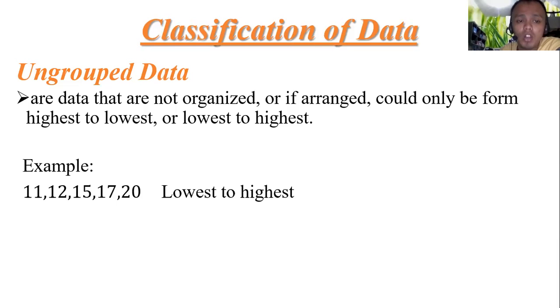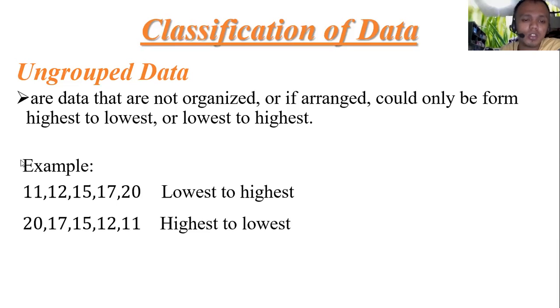Now, example of ungrouped data and it is arranged in lowest to highest, no? Or if we arrange it in highest to lowest, no? We have 20, 17, 15, 12, and 11.